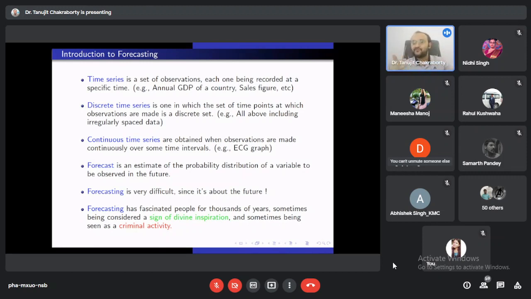So there is a large scope for you if you want to get into the field of continuous time series. You might be getting a lot of recognition from there.